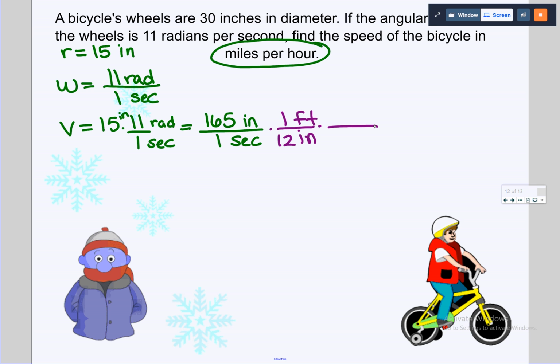How many feet are in a mile? 5,280. That's it. 5 people went to a party and ate nothing. 5 tomatoes. However you want to remember it. All right, so now I've got my miles. Then I want to convert seconds to hours.